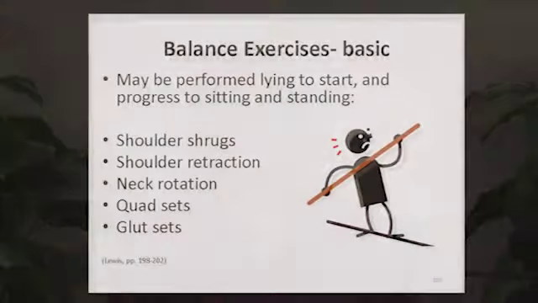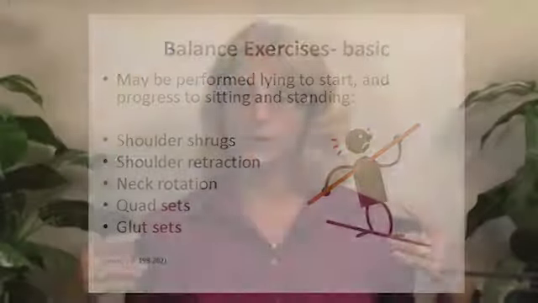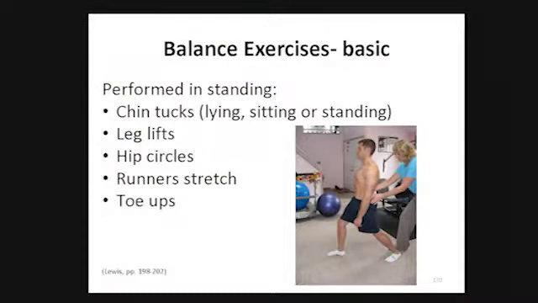Okay, some balance exercise. These are basic things. Typically, I start patients lying down, supine or relaxed recumbent lying positions, with shoulder shrugs, scapular retraction, because where are their shoulders? They're up and forward, so drag them down. I want them down and back, having them start working that, open up the chest. Neck rotation, quad sets, glute sets, okay, getting those legs stronger. Chin tucks, lying, sitting, standing, getting them out of that forward head posture, better posture, better balance. Leg lifts in all different directions, hip circles, standing in all different directions.